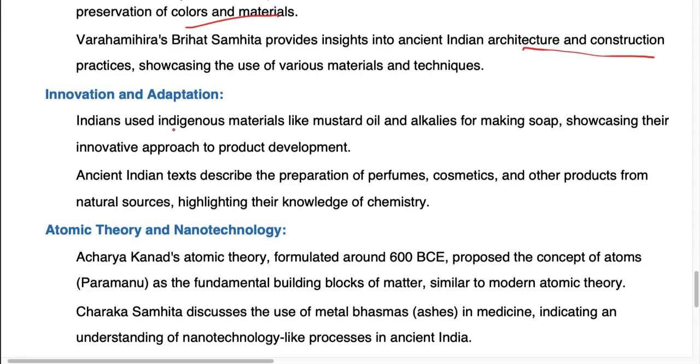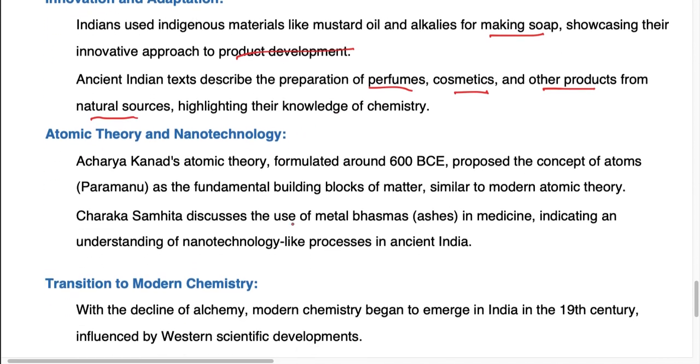Innovation and adaptation. Indians used indigenous materials like mustard oil and alkalis for making soap, showcasing their innovative approach to product development. Ancient Indian texts describe the preparation of perfumes, cosmetics, and other products from natural sources, highlighting their knowledge of chemistry.